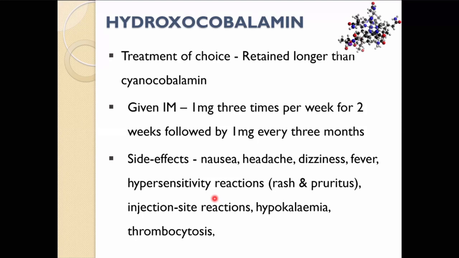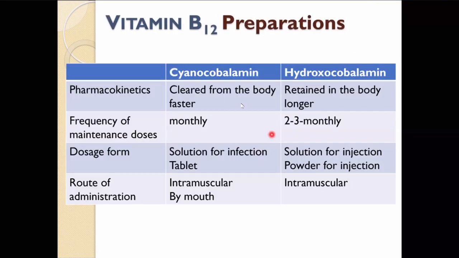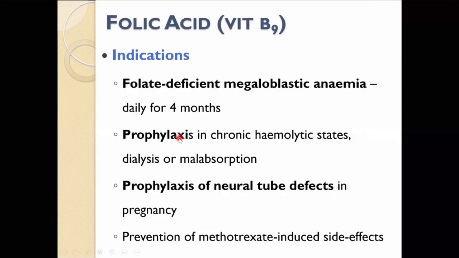And the side effects, the common ones are headache, dizziness, etc. Injection site reactions can also occur, but very rarely there can be other serious problems like hypokalemia and thrombocytosis. Cyanocobalamin, orally, is about 50 to 150 micrograms per day. If it's IM, 1 milligram every 2 to 3 days, given for about 10 injections, and then maintenance every month. So that's the same slide again.